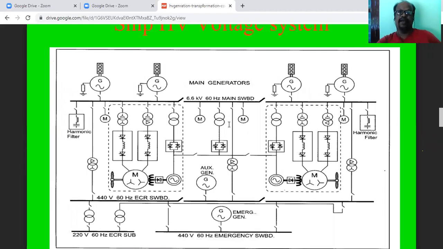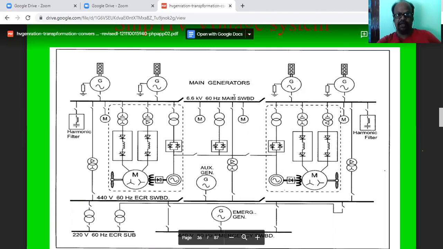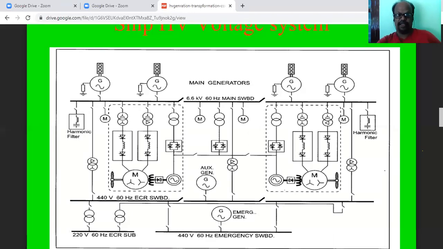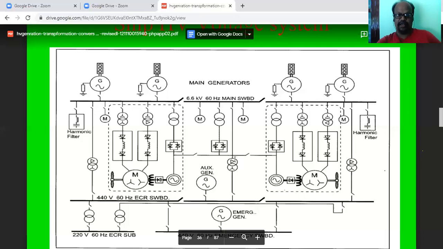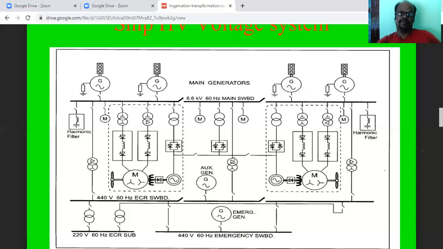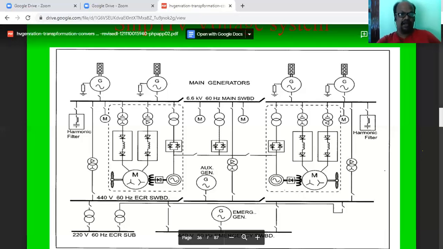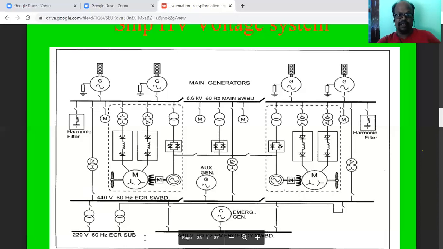It can be step up. That is why when it is connected to the common bus bar of 6.6 kV, usually the secondary side of the particular transformer will be 6.6 kV 60 hertz. And apart from that, whatever the remaining power is can be taken for other purposes of the ship. So this is how the entire high voltage system works.